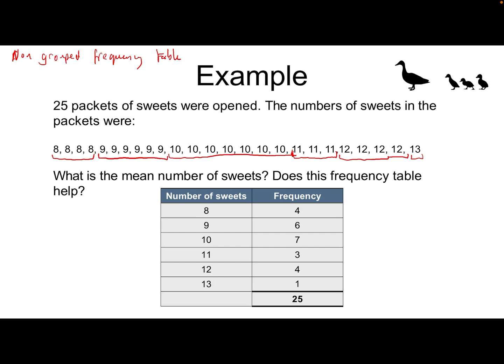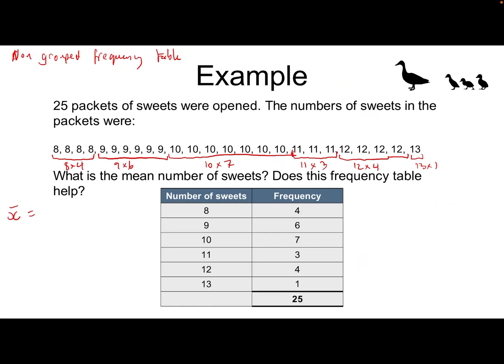Okay, so remember, if we want to find the mean, what we need to do is add up all the numbers and divide by how many numbers there are. Okay, now you might notice that there's a very, very quick way of adding up all of these numbers. Instead of doing 8 plus 8 plus 8 plus 8, you can do 4 8s. Instead of doing 9 plus 9 plus 9 plus 9 plus 9 plus 9, you could do 9 times 6, so on and so forth. 10 times 7, 11 times 3, 12 times 4, and 13 times 1.